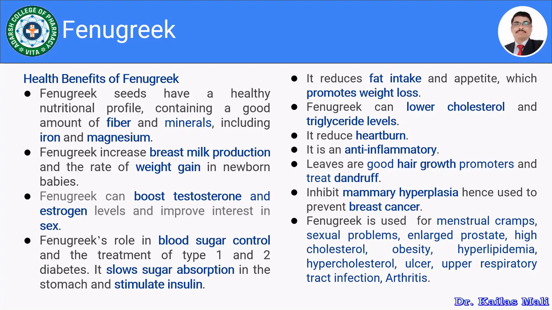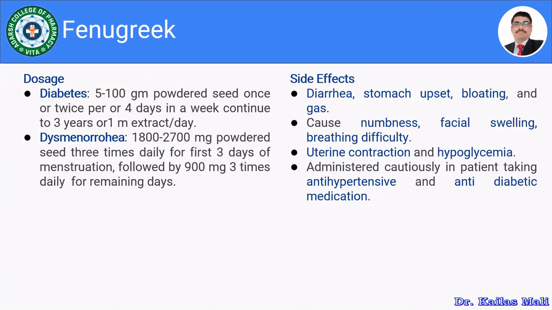Well, let us move towards the dosage. So in the case of diabetes, 5 to 100 gram powdered seeds once or twice per day, or 4 days in a week, continued up to 3 years, or a 1 month extract per day. So in the case of diabetes, we are using the dose at the rate of 5 to 100 gram powdered seeds once or twice per day, or 4 days in a week, and it should be continued up to 3 years or the 1 month extract per day.